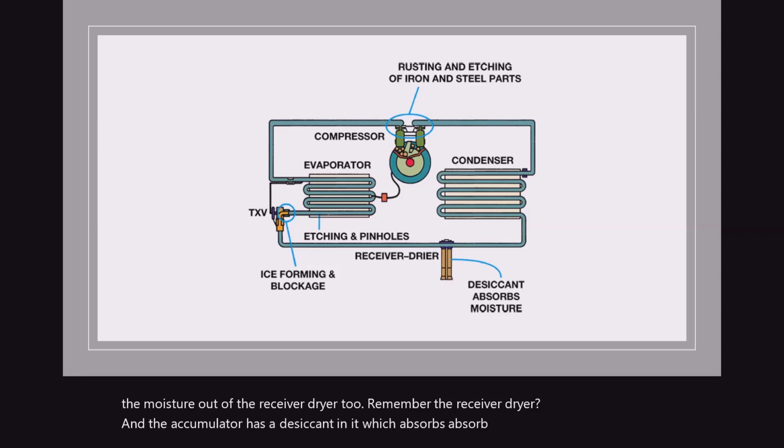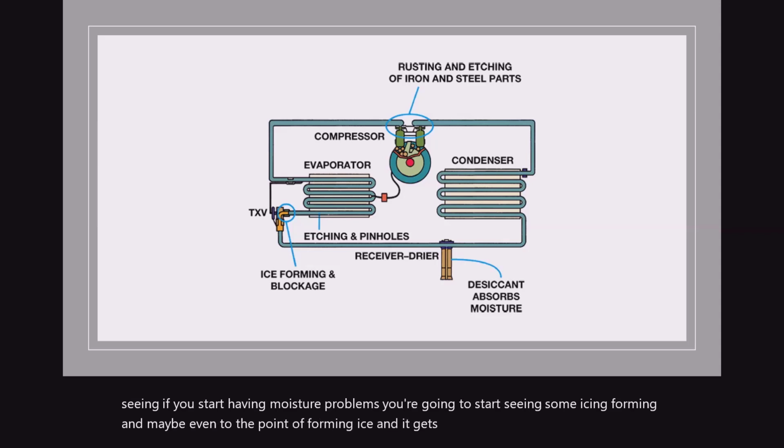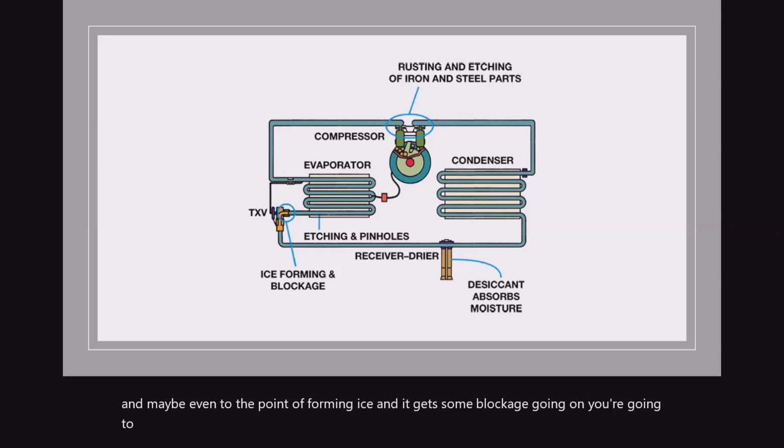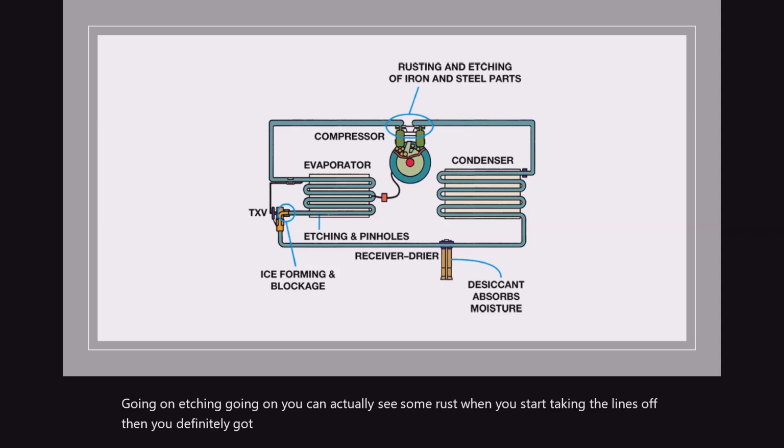moisture. If you start having moisture problems, you're going to start seeing some icing forming, maybe even to the point of forming ice, and you get some blockage going on. You're going to see your pressures change kind of strangely. You could start seeing some pinhole leaks, etching going on. You can actually see some rust when you start taking the lines off. Then you know you definitely have a moisture problem in it.